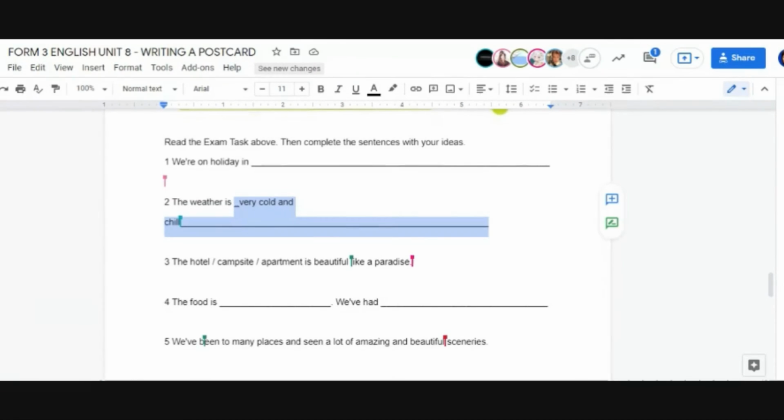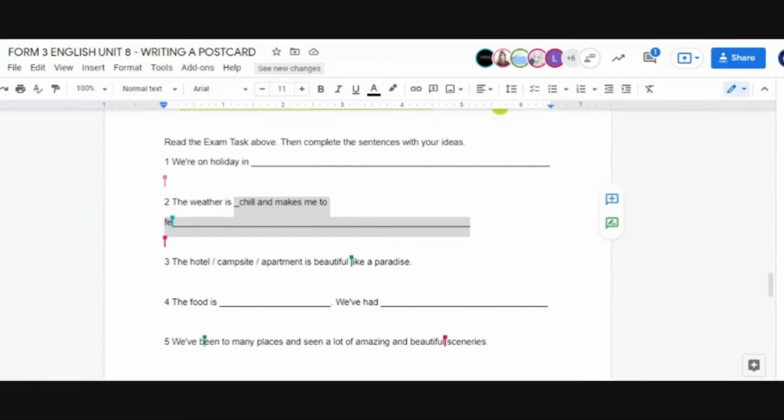Okay, number 5, we've been to many places and seen a lot of amazing and beautiful sceneries. Yeah, you can write like that too. Or you can specifically talk about one place, one famous place that you've been to. Proven says freezing. Freezing is a way to describe cold, also extremely cold weather.